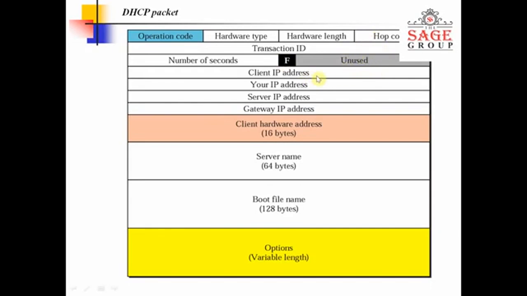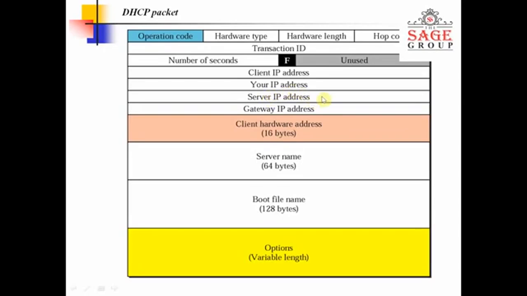Again, 32-bit IP address. As we already know, IPv4 contains a 32-bit IP address. These are the packet format for IP address version 4. This is the client IP address. Your IP address is known as the server IP address. Then your IP address is known as your IP address.